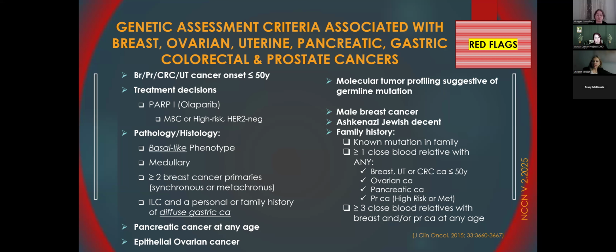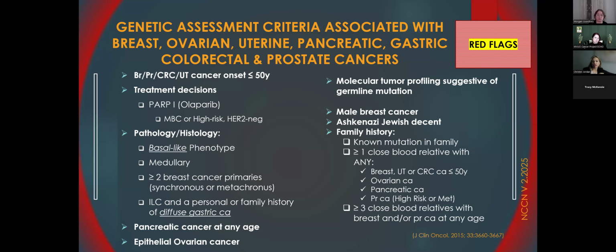If there's a treatment indication for a PARP inhibitor because they're BRCA positive, then they're going to qualify. That's going to be your high risk HER2 negative breast cancer. It's also going to be your metastatic breast, prostate, and ovarian cancer. Certain histology also is a red flag. So basal-like phenotype, what we know is triple negative. Medullary, more than one breast primary, whether in the same breast, whether synchronous or metachronous.